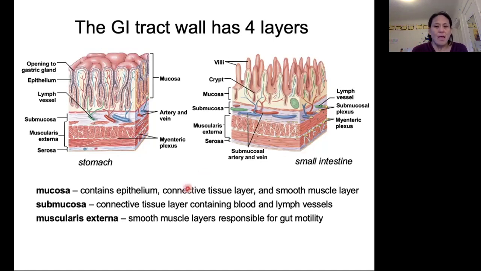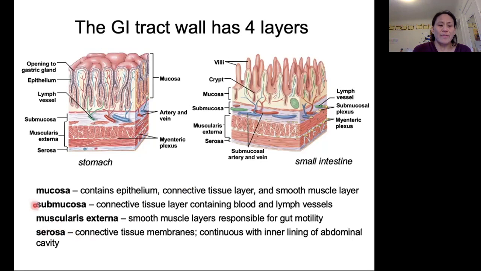And then finally, we have the serosa, which is a connective tissue that sits on the outside of the GI tract wall. It holds everything together, and it's continuous with the inner lining of the abdominal cavity.